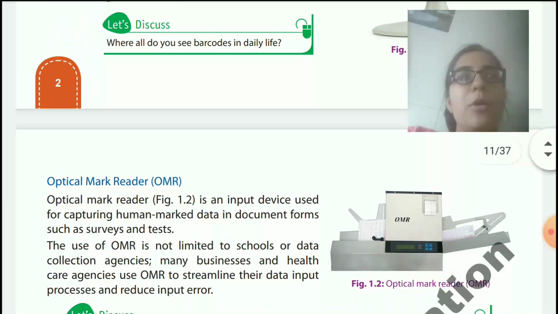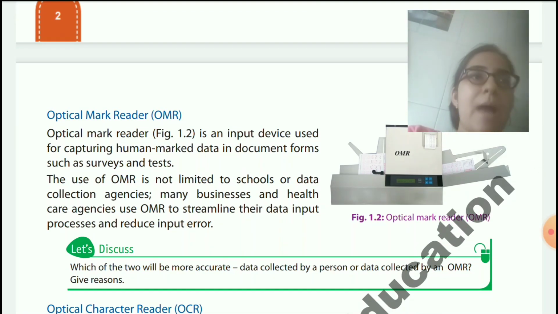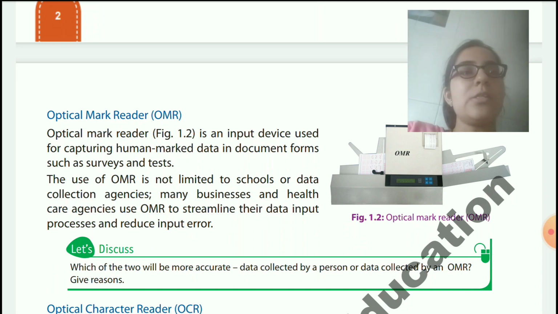Now another input device is the optical mark reader, OMR. What is the full form of OMR? Optical mark reader. An optical mark reader is an input device which is used for capturing human marked data in document forms such as surveys and tests. It means it is used to convert human marked data in printed forms into computer form.